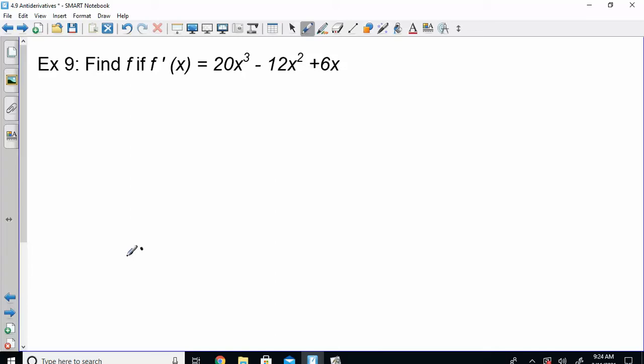Is that on your handout? It has the first part, but then it doesn't have the equal to that.